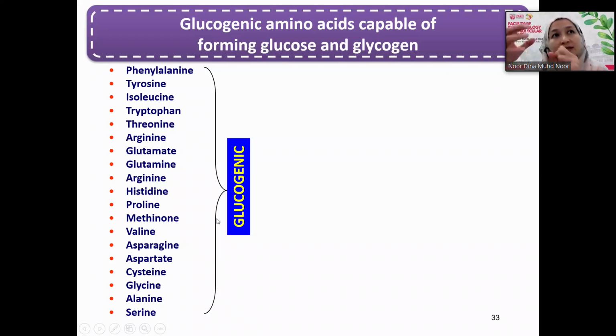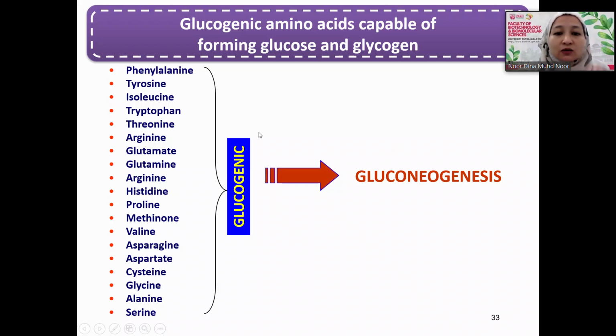If glucose accumulates in the body, it's going to be converted into glycogen to be stored, and it will be used whenever the body or other cells need it. So these are all the amino acids involved as glucogenic amino acids, and all of this goes through the process of gluconeogenesis to provide glucose.